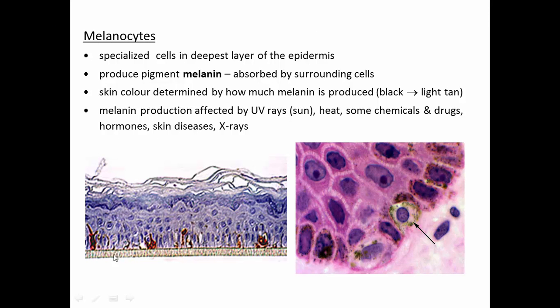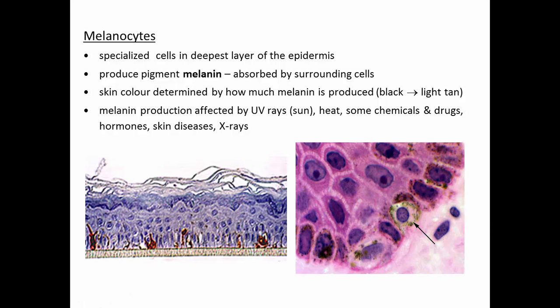Within the deepest layer of the epidermis are some specialized cells scattered throughout. These are living cells. They're called melanocytes, and they produce a pigment called melanin. And this pigment is released by these cells. There's a melanocyte there, and the pigment is actually absorbed by the surrounding cells, turning those cells that same pigment.